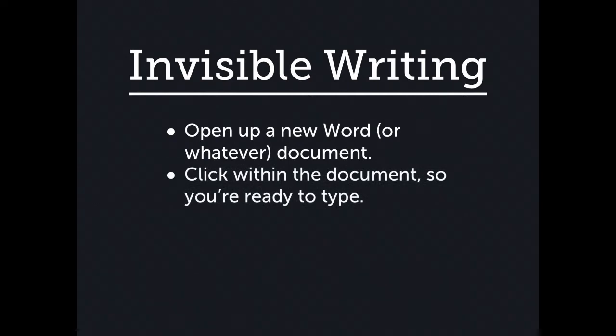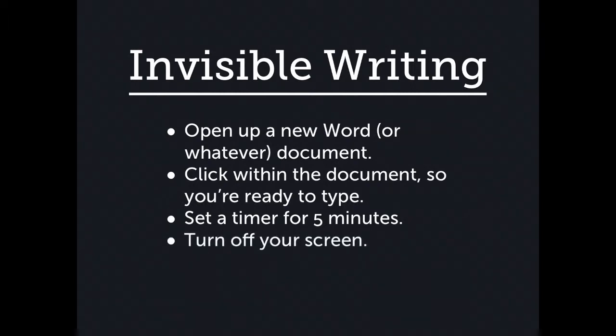Get ready to type. So click within the boundaries of the document so that as soon as you start typing, words are going to come out onto the page. Set a timer for 5 minutes. And then here's the magical part of this technique. Turn off your screen. If you can't turn off your screen, there are a lot of ways to do this, like I said. Another way to do it is to set your font color to white, which is what I'm going to be doing in my little example here.